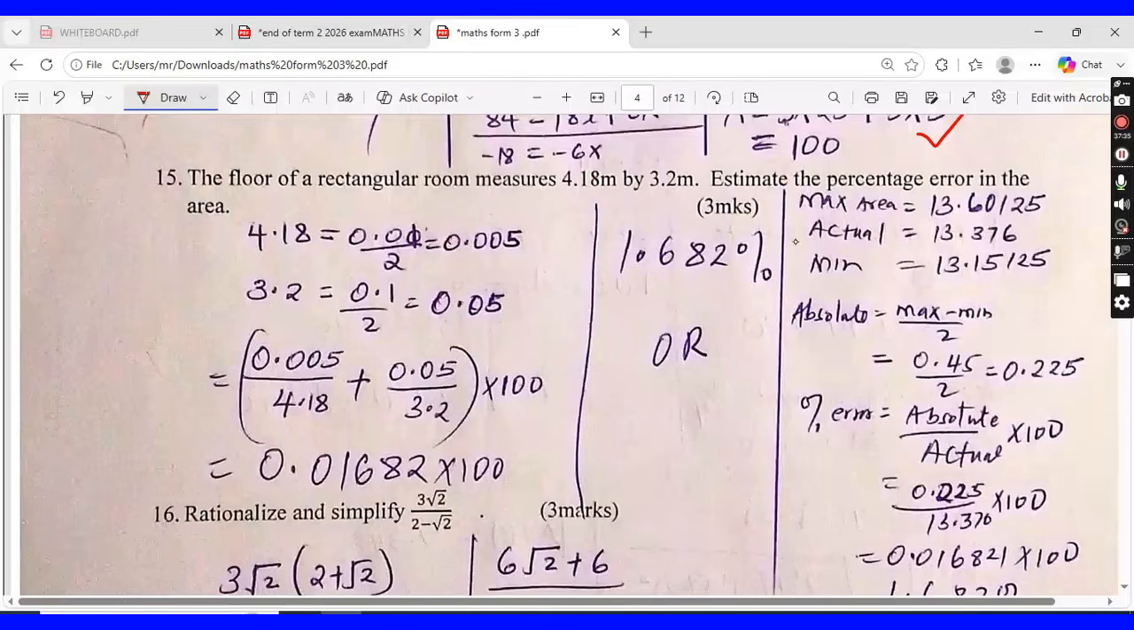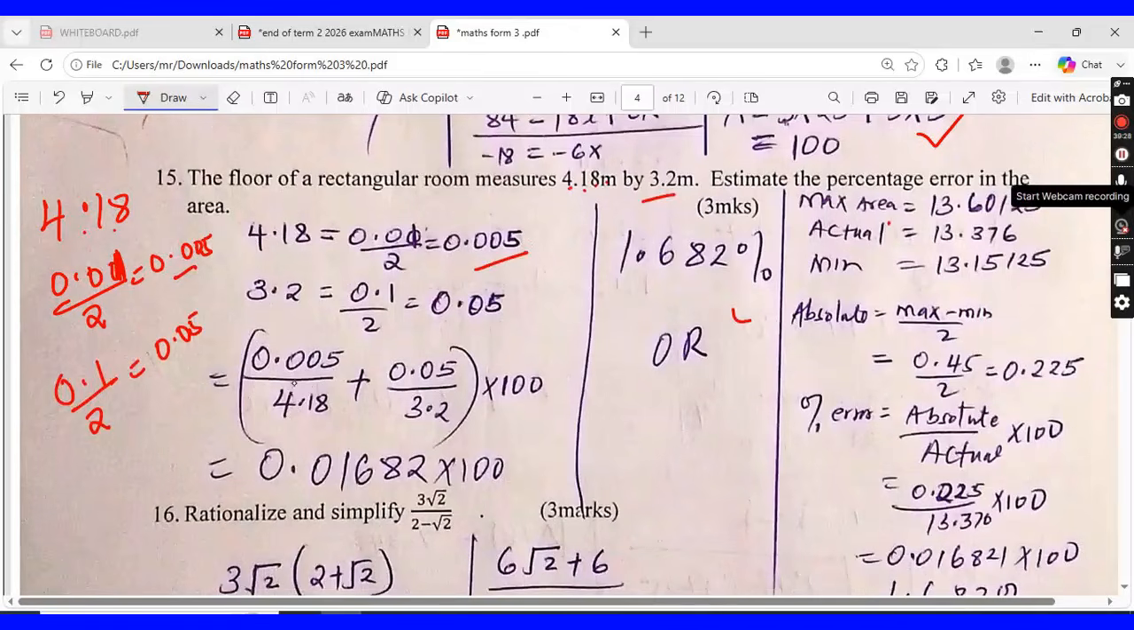But for you to do that, there's something you need to remember: the least count. Here, 4.18, we have two decimal places, so the least count is 0.01. Now to get the absolute error, you need to divide by 2, that is 0.005. So for you to get the maximum and the minimum, you need to subtract and add 0.005.